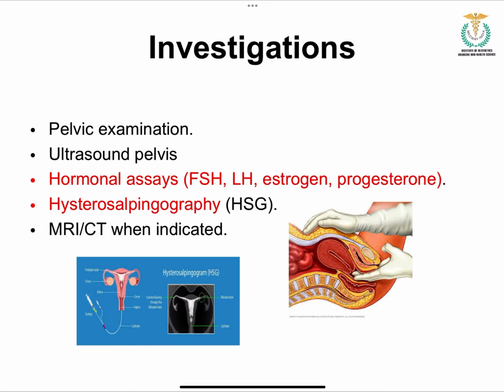Pelvic examination is a must, ultrasound pelvis is a must, and the hormonal profile should be investigated, and HSG, hysterosalpingography, and MRI and CT if indicated. If there are any complex pelvic masses, it will be helpful. So these are the basic important investigations in the female genital tract and organs.